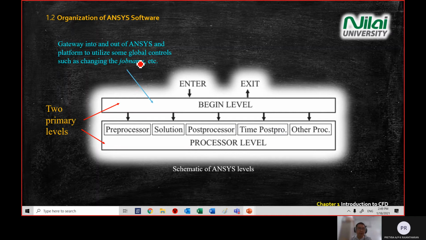At the begin level, for example, before you start the analysis, you will be asked to create a new project name or new component name. For ANSYS, most of the time you need to input a new project name. So this is the begin level for ANSYS. Then processor level means you do your analysis.